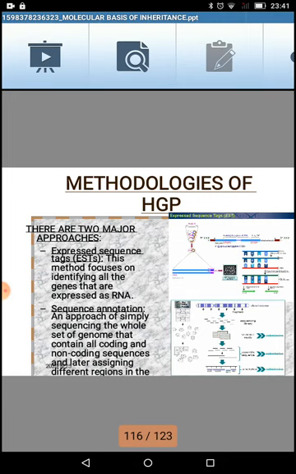Basically, this methodology is divided into two types of sequencing. One was called expressed sequence tags, and another one was called sequence annotation. Now let us understand what these two words mean. Expressed sequence tag means there was an approach by the scientists. They thought, let us first decode only that segment of the DNA which is coding for some kind of amino acid or proteins.